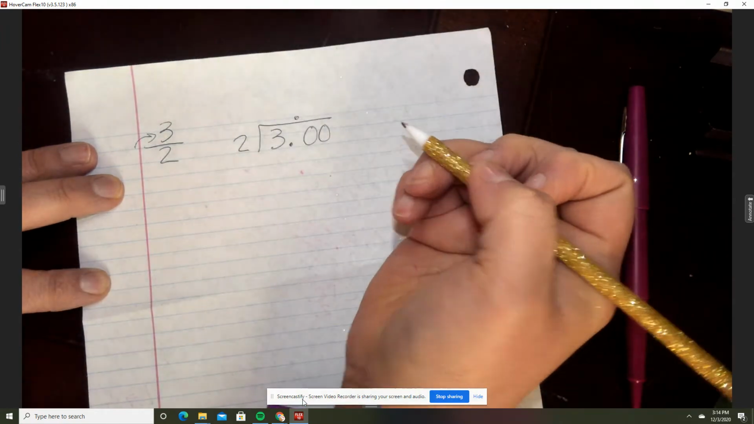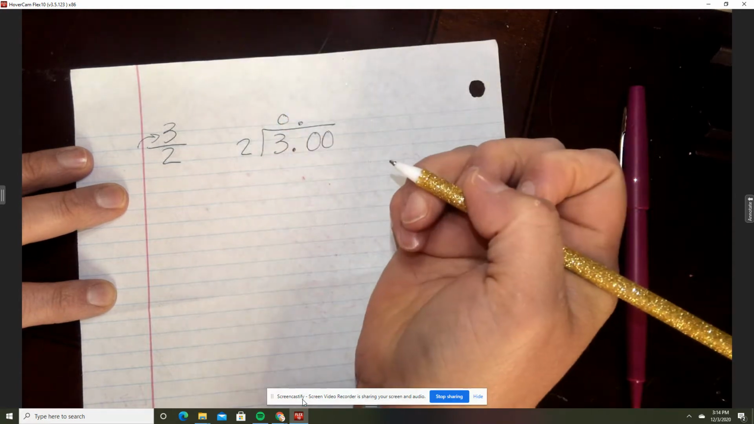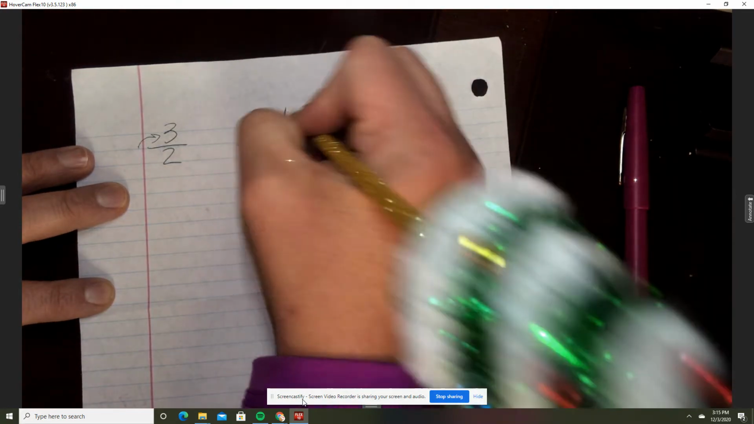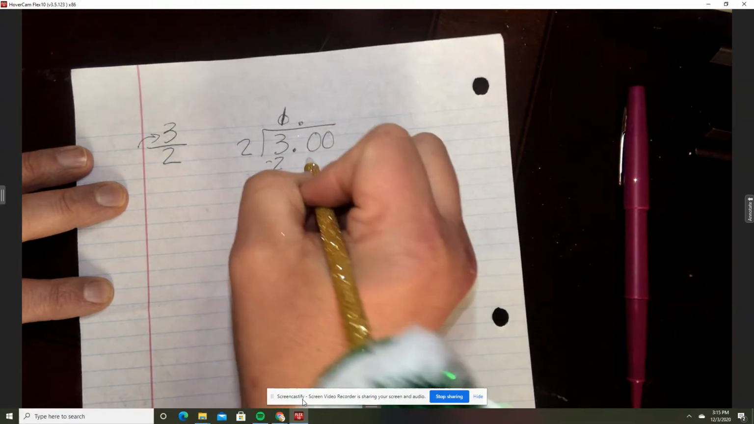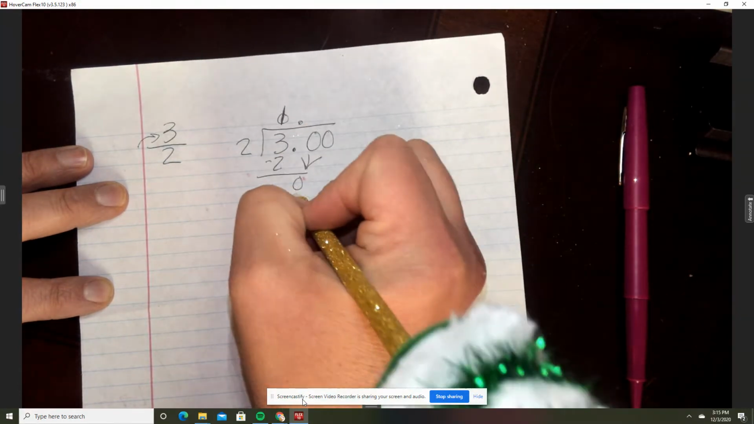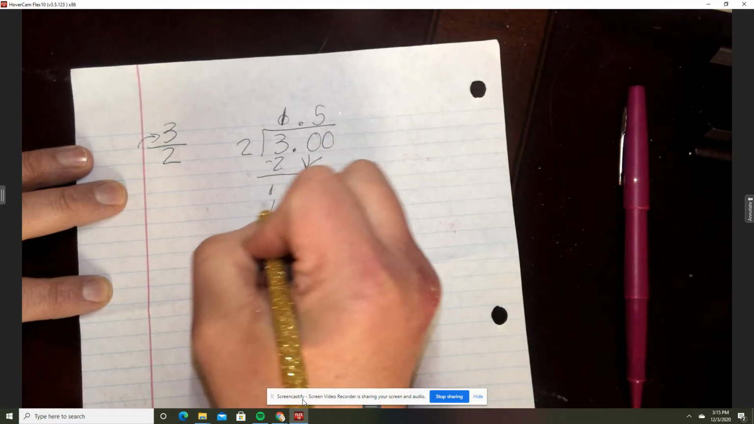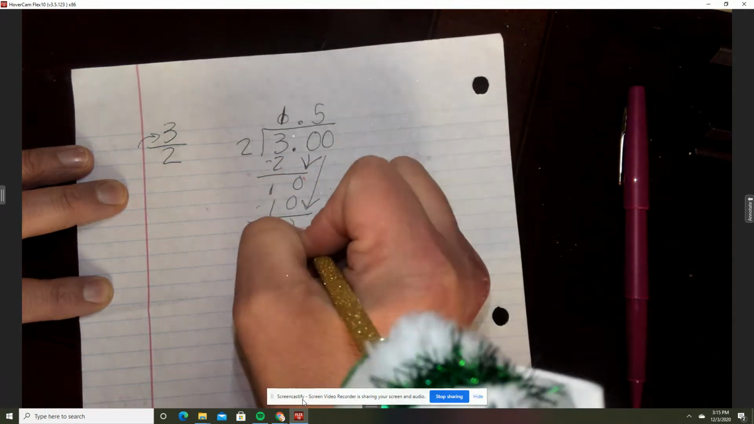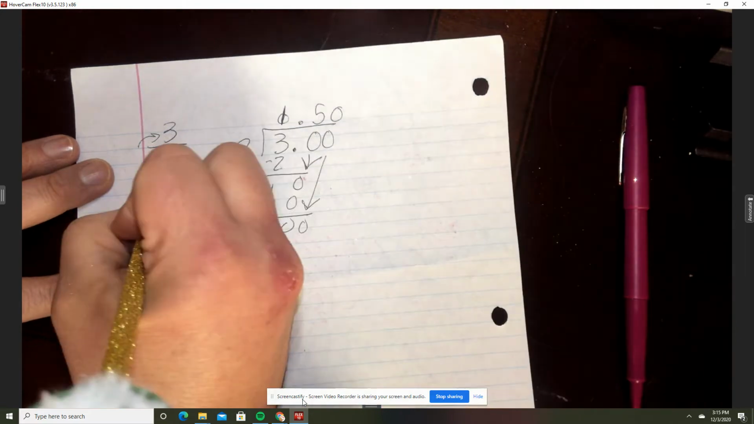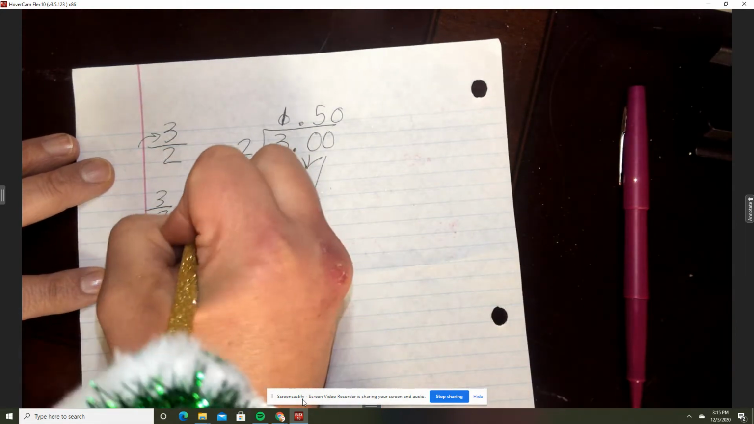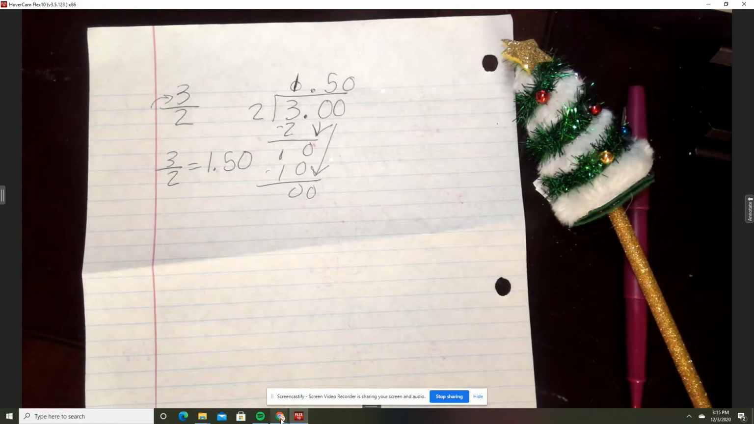The decimal goes up. 2 goes into 3 1 time, and then 1 times 2 is 2, and then that is 1. You carry down your 0. 2 will go into 10 5 times. 5 times 2 is 10, and then carry down your other 0. 2 will go into 0 0 times. So 3 over 2 is actually equal to 1 and 5 tenths, or 1 and 50 hundredths.